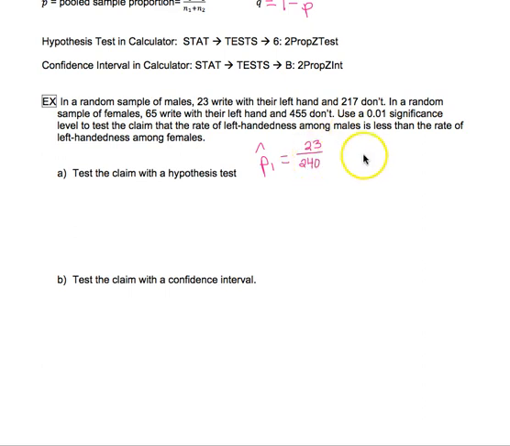Then we have our p2 hat. So for our second sample, we had 65 females that wrote with their left hand, so that's our x2. And then our n2, which goes on the bottom, same thing. You have to add the 65 to the 455, which gives us 520. We know that our alpha is going to be 0.01.